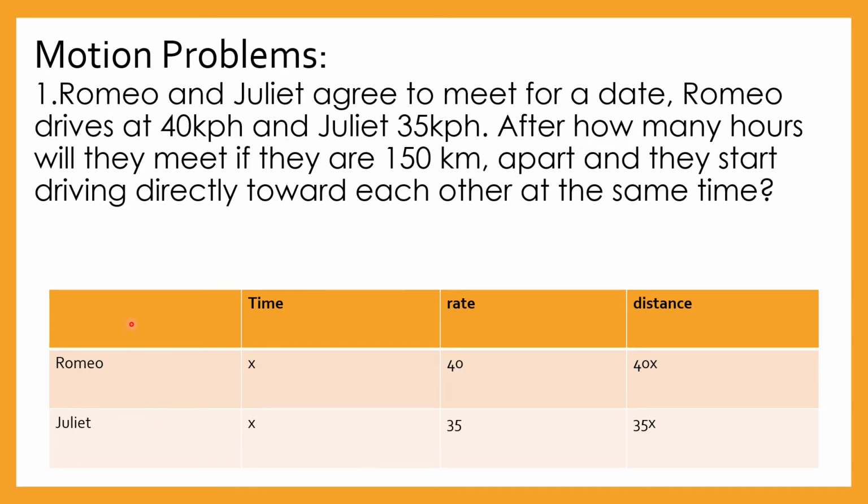So, kung ito table natin, ito yung mangyayari. We have time for Romeo and Juliet. So, pareho silang x. Ang rate ni Romeo is 40. Si Juliet ay 35. So, pag hinanap natin sa distance, that's 40x si Romeo, and si Juliet ay 35x. Okay, so of course, lagi natin gamitin si x. Okay, so we use the formula, distance is equal to rate times time.